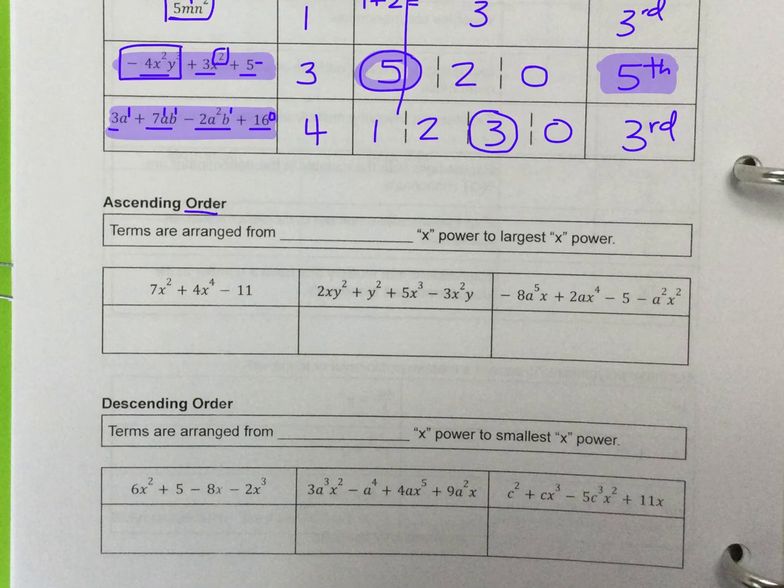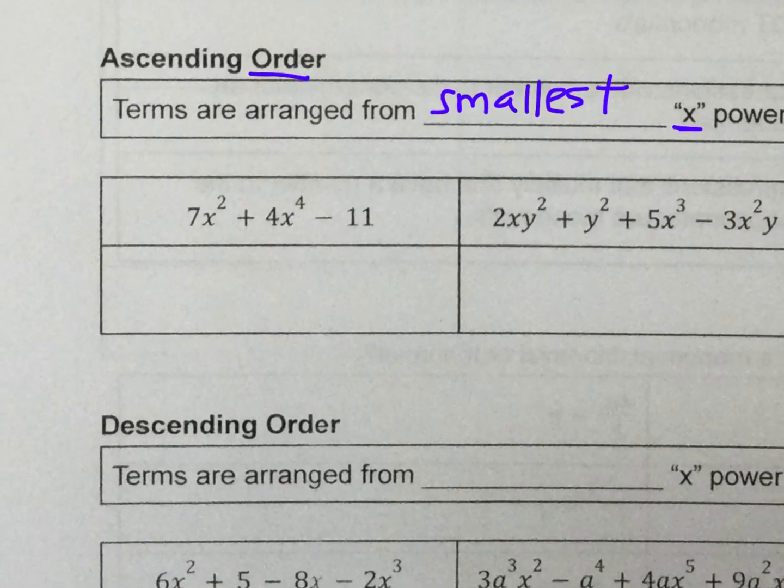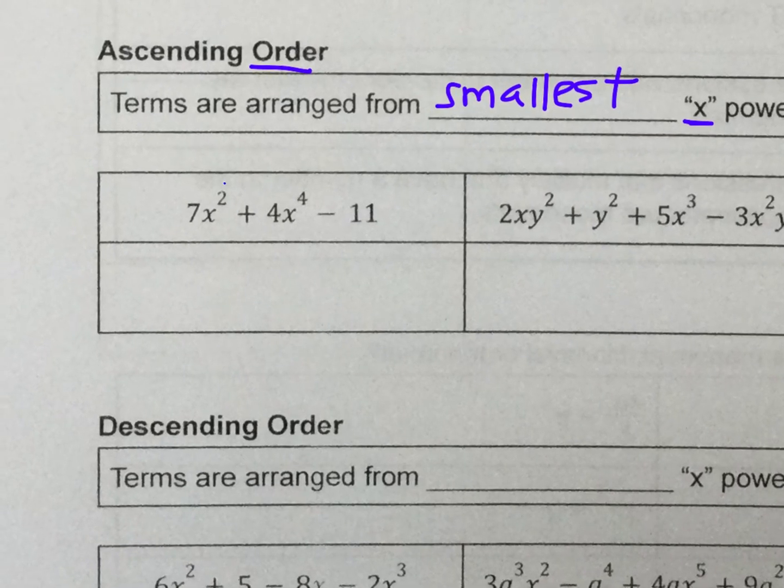If it's ascending, I'm going to start with the smallest and go to the largest. And the only thing I care about are the exponents on the x's. So, when I look at this first one, I see an exponent of a 2, so I'm going to circle it. I see an exponent of a 4. The 11 doesn't have an x on it, so there are 0 x's in that one.